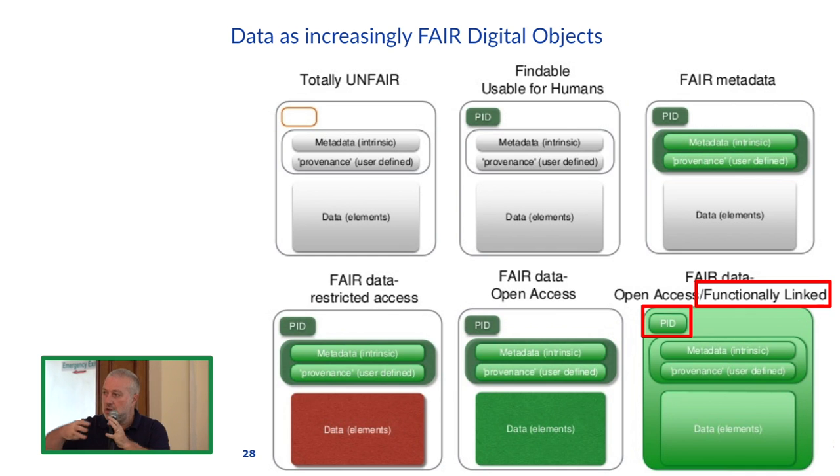And FAIR data have different nuances. So you can go from totally unfair data, where everything is closed and not available, to totally FAIR data. For example, you can have only persistent identifiers, you can have metadata, you can have also the data, and the most FAIR data are data which are functionally linked. You can browse data, you can move from data belonging to one discipline to other data belonging to another discipline, and those data are semantically connected. To do so, data must have persistent identifiers. So let me clarify what a persistent identifier is.